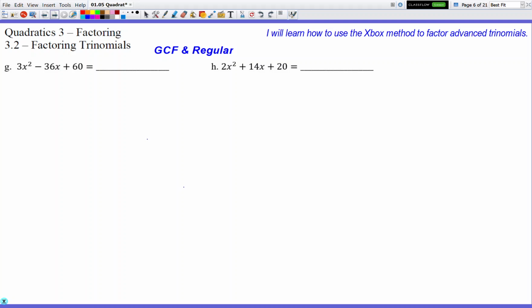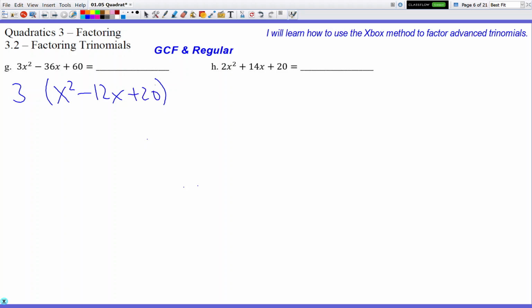So let's see, I make the blank single parentheses because I'm going to do GCF first, right? GCF requires single parentheses. I take out a 3 because everybody can divide by 3. Do I take out an x? No, because 60 doesn't have any x's to give. So what's left after I take away a 3? So I get x squared minus 12x plus 20.